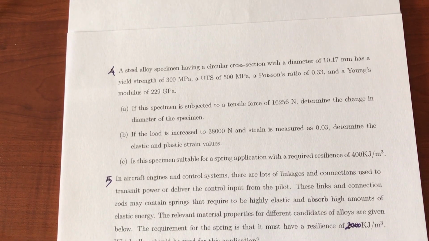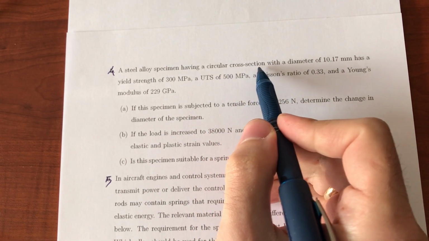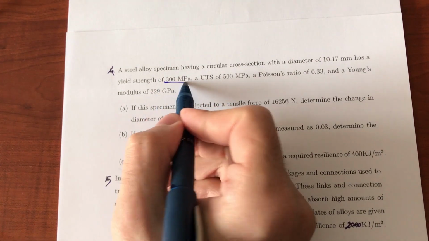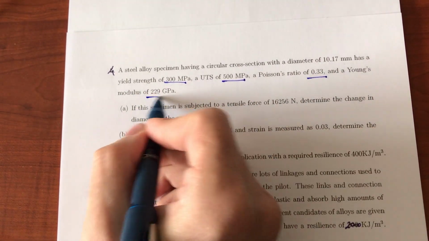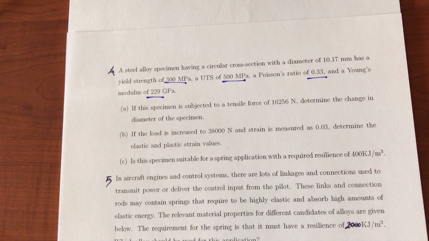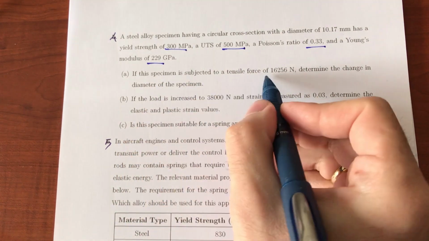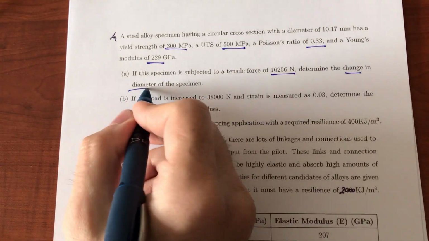In this question, we have a steel alloy again and a circular cross-section with a diameter of 10.70 millimeters. The mechanical properties given: yield strength, UTS, and Poisson's ratio, also Young's modulus or elastic modulus. The question is in three parts. The first part asks, if a tensile force is applied, determine the change in diameter.